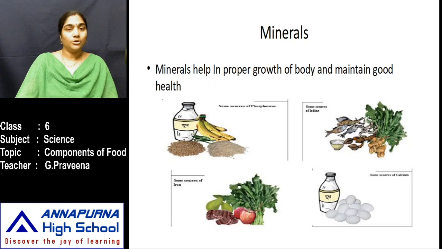Now coming to another kind of nutrient, that is minerals. So minerals are required in a very small proportion by our body. So what is the use of minerals to the body then? They help in proper growth of the body and maintain good health. A few of the minerals are phosphorus, iron, iodine and calcium. So these are the minerals which are required by the body.